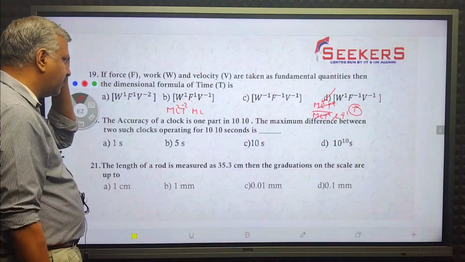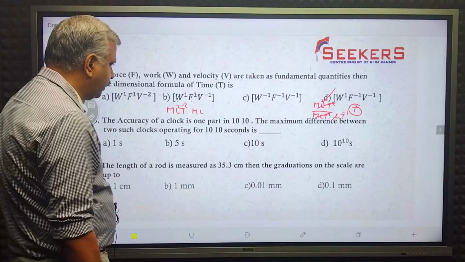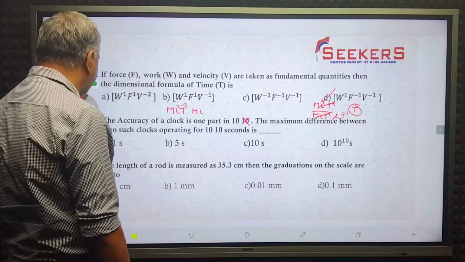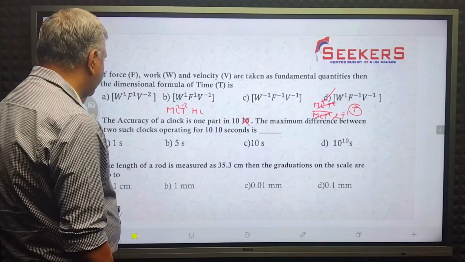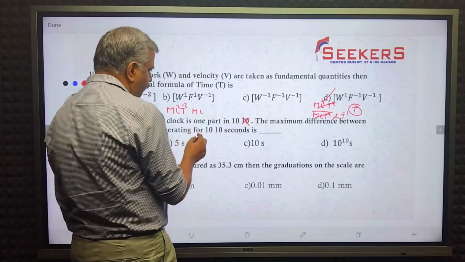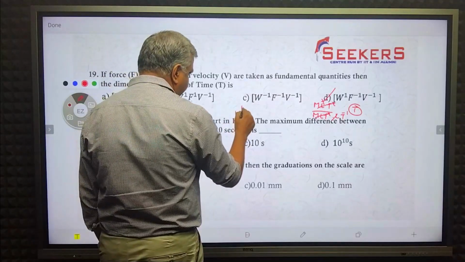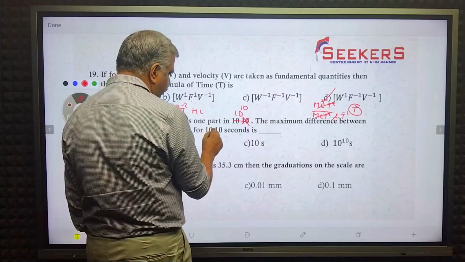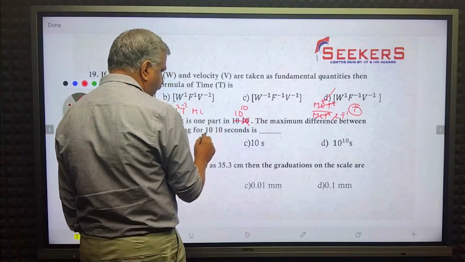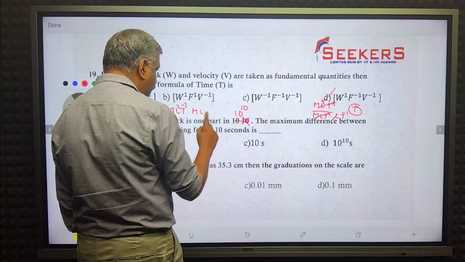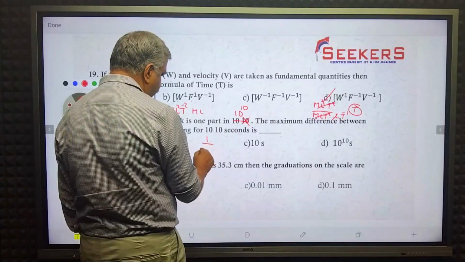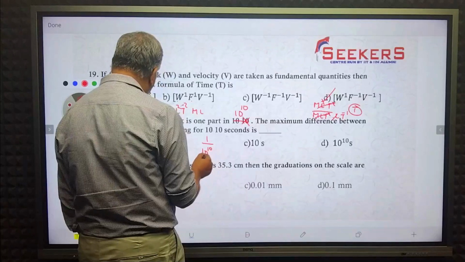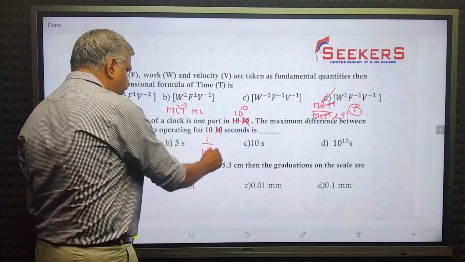The accuracy of a clock is 1 part in 10. I am assuming there's a typo here, we'll see. The maximum difference between two such clocks operating for, okay, so it is not just 10, the accuracy of a clock is 1 part in 10 power 10 seconds. The maximum difference between two such clocks operating for 10 power 10 seconds is how much? If it is operating for 10 power 10 seconds, it is 1 part in 10 power 10 seconds. So it is 1 divided by 10 power 10, that is equal to 10 power minus 10. Okay, there's something wrong here, but anyway, we'll see.